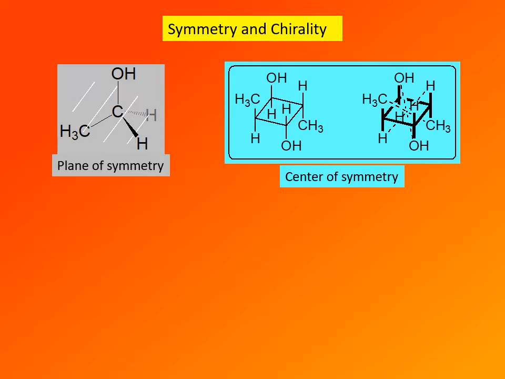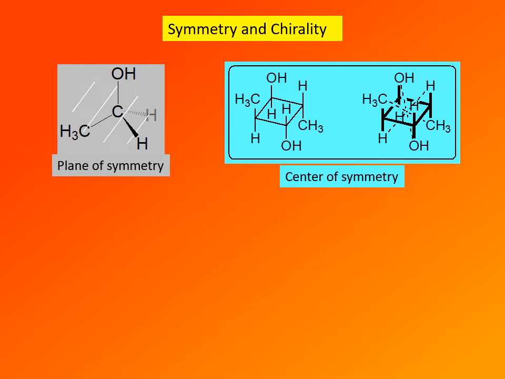Other elements of symmetry that will render a molecule non-chiral are the center of symmetry. The center is a point at the center of the molecule that reflects each atom, each structural element of a molecule, into the corresponding element at the same distance from the center at the other end of the molecule. It's shown here in light blue. So this cyclic molecule has a center of symmetry. For that reason, it is not chiral.